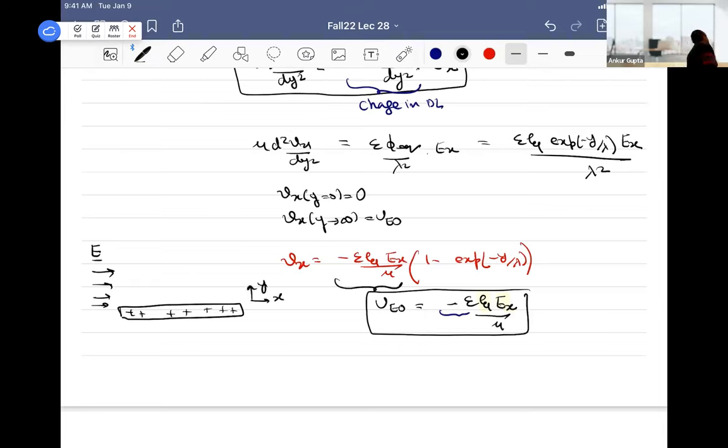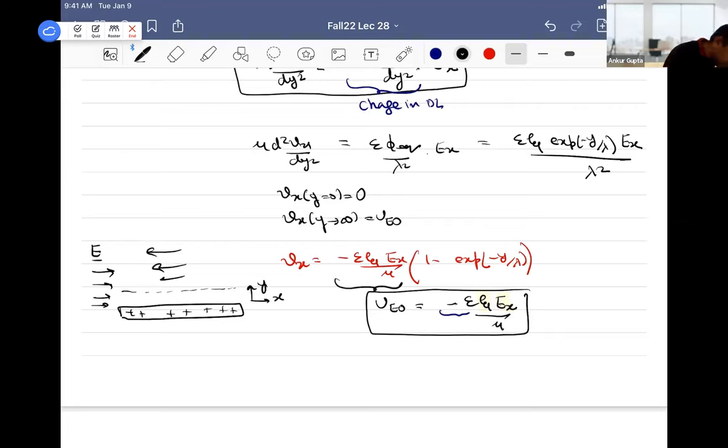So now the question is, will the velocity in this case be in the positive direction or in the negative direction? Look at the formula. Zeta is positive. It's a positively charged surface. Electric field is positive because we are in the positive x direction. Then the flow will be in the negative direction. Isn't that odd? That feels odd, right?